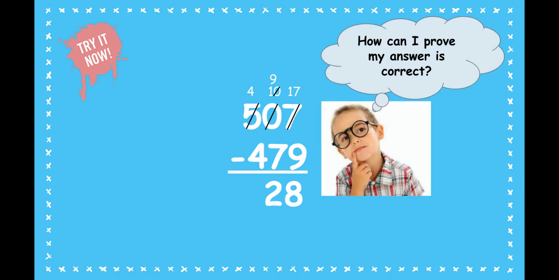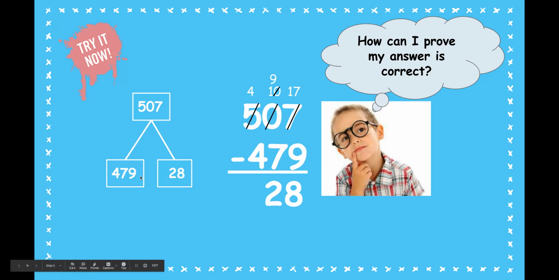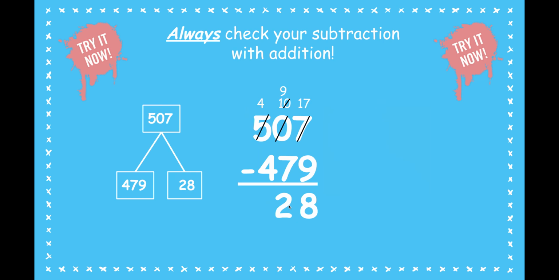Well, so how can I prove my answer is right? I have an answer here. Remember that addition and subtraction are related. So if I want to prove my answer, and the expectation is today you will prove every answer that you do in your independent practice, I need to take the parts and put them back together to get to the total. So my answer was 28, and the other part when I subtract was 479. I need to put those together to get back to the total.